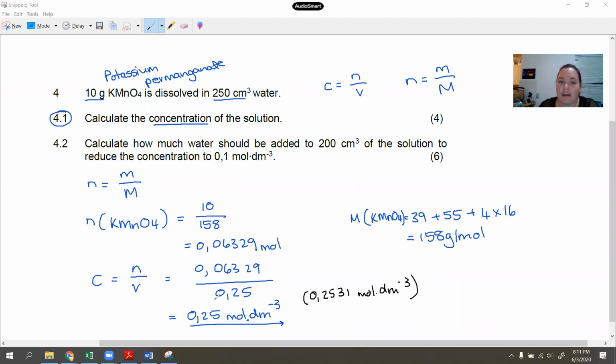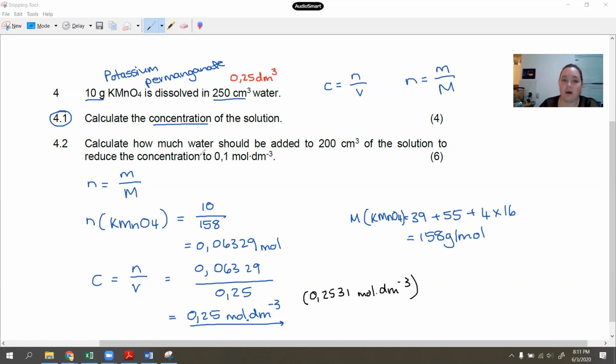I then took that and I divided it by the 250 centimeters cubed of water. Please don't forget to make this 0.25 decimeters cubed. If you forget that conversion, things go very pear-shaped. And I got an answer of 0.2531, but we're just going to call it 0.25 going forward because it's easier.